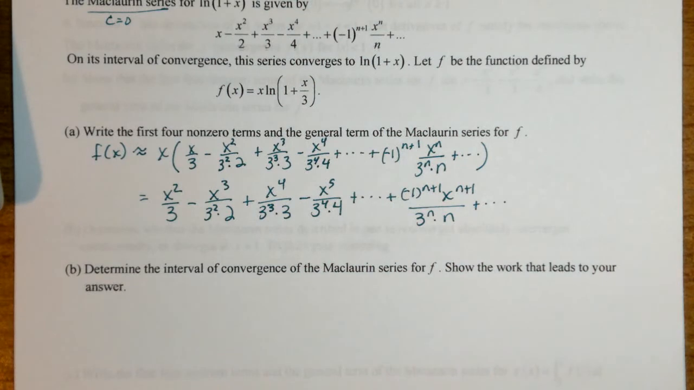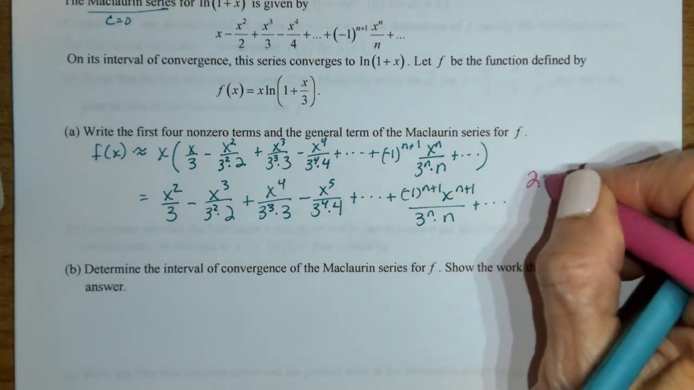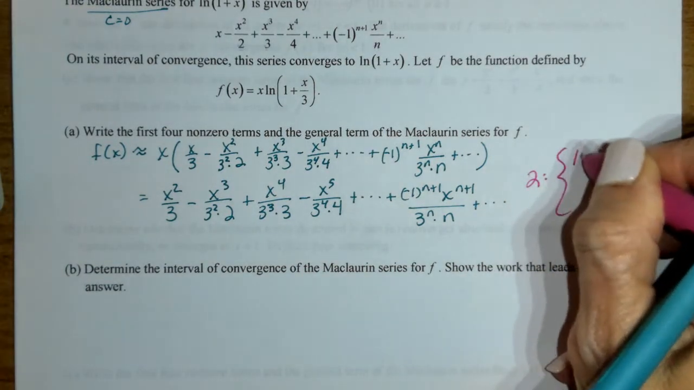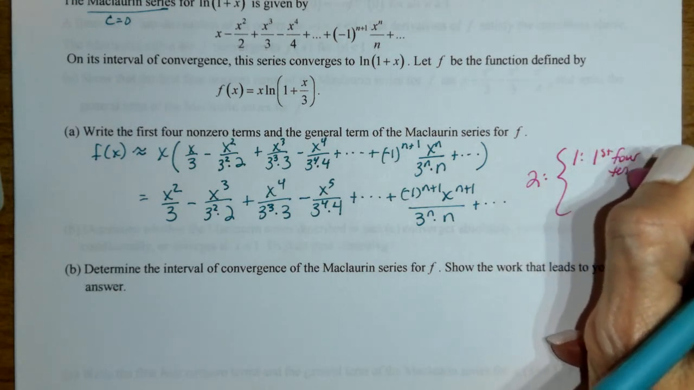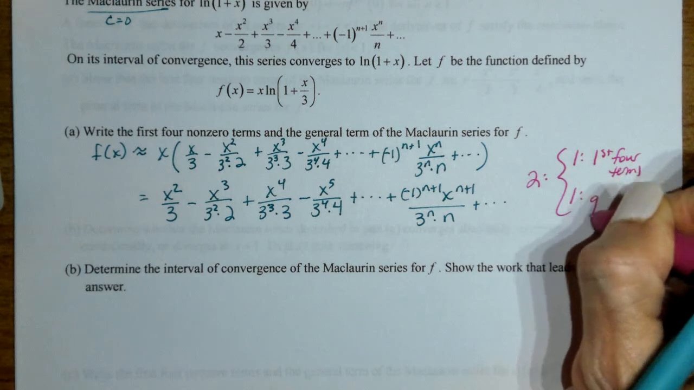Back in 2018, this was worth 2 points. 1 point for the first 4 terms, and 1 point for the general term.